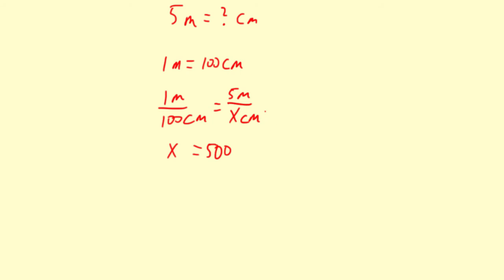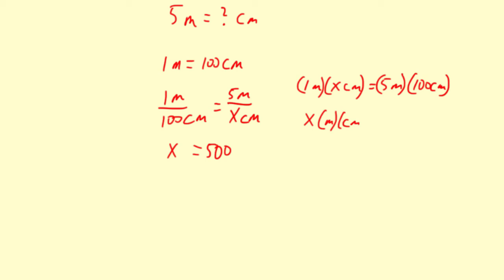Let's take a look at what happens if you use units when you multiply. 1 meter times x centimeters equals 5 meters times 100 centimeters. So if you simplify, you get 1 times x, or x, and then the units are meters times centimeters, equals 5 times 100 is 500, and then the units are meters times centimeters.